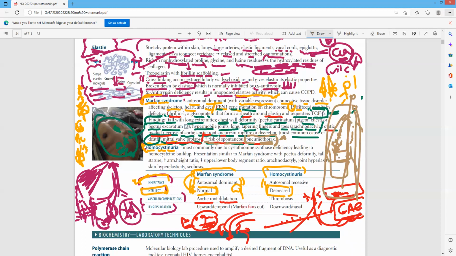So you will see increased risk of spontaneous pneumothorax because they are very tall. We will see another association with pneumothorax, so keep in mind to associate the causes of pneumothorax with Marfan disease or Marfan syndrome.